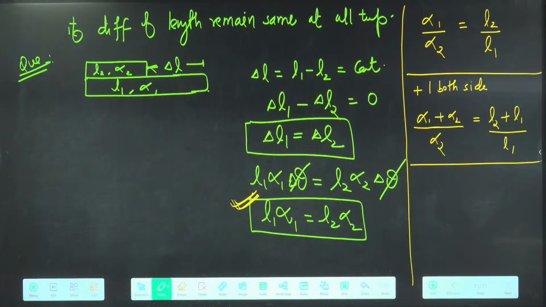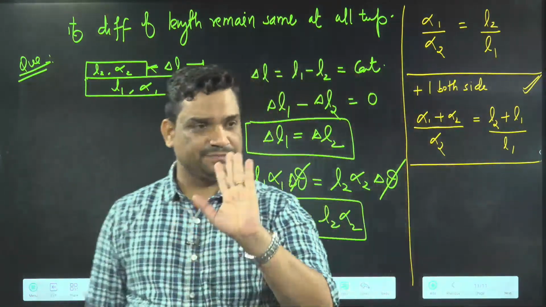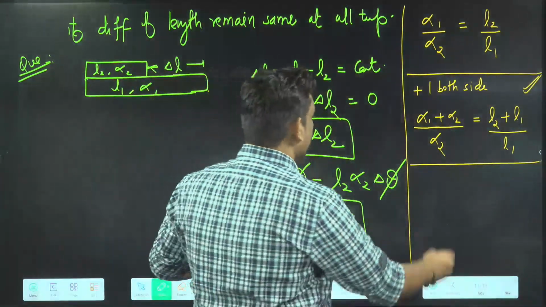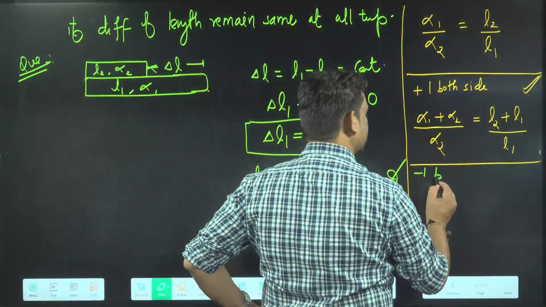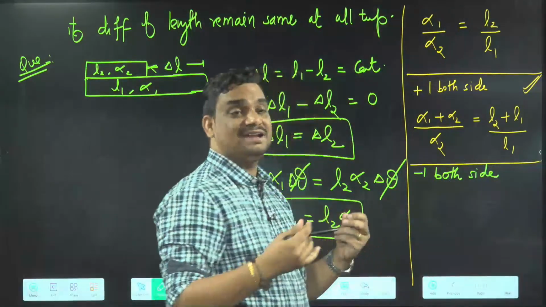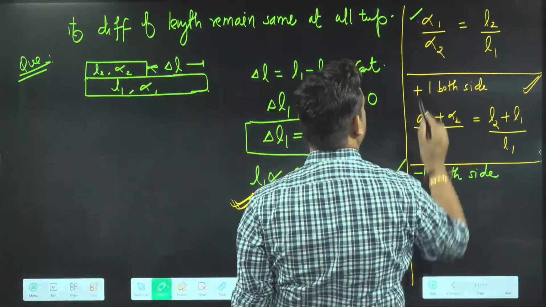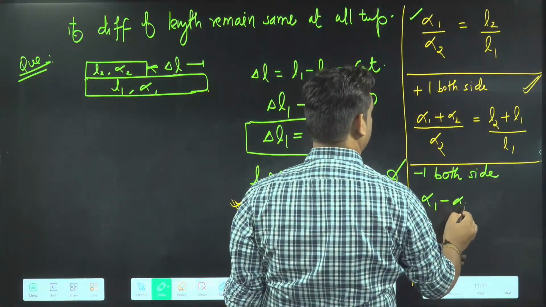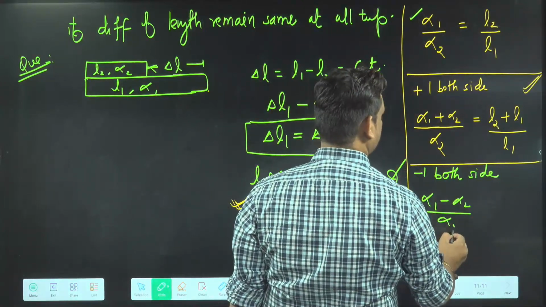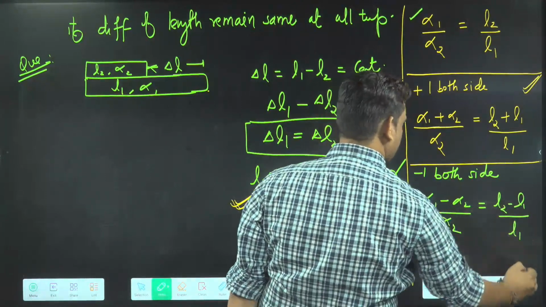They have asked this option also; it came in the examination. They asked the same question, the same pattern, 3 to 4 times by changing the option. Can I do minus 1 on both sides? They have not done this yet, so maybe next time they will. If I do minus 1, you can write alpha 1 minus alpha 2 divided by alpha 2 equal to L2 minus L1 divided by L1.